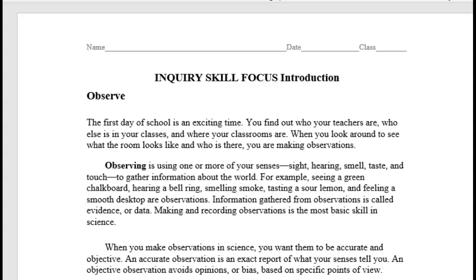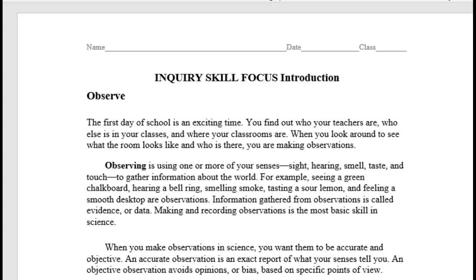about the world. For example, seeing a green chalkboard, hearing a bell ring, smelling smoke, tasting a sour lemon, and feeling a smooth desktop are all observations. Information gathered from observations is called evidence or data. Making and recording observations is the most basic skill in science.